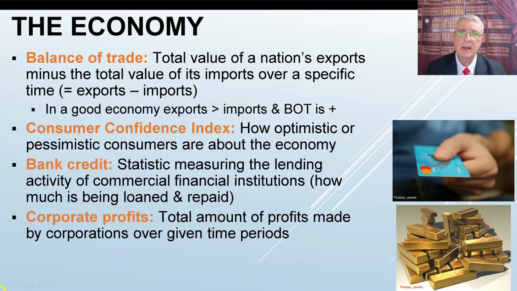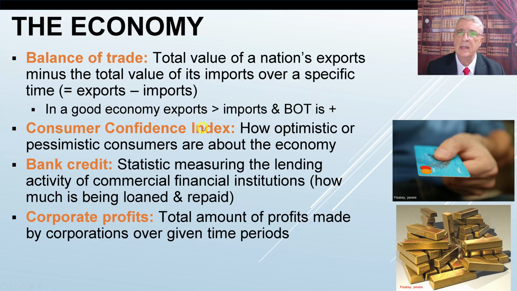Balance of trade, I've got another video on this, but it's the total value of a nation's exports minus the total value of its imports over a specific period, which is usually a year. So simply put, it's exports minus imports for the year. In a good economy, typically exports are greater than imports and balance of trade is positive. This is kind of fuzzy. It's not always true, but yeah.